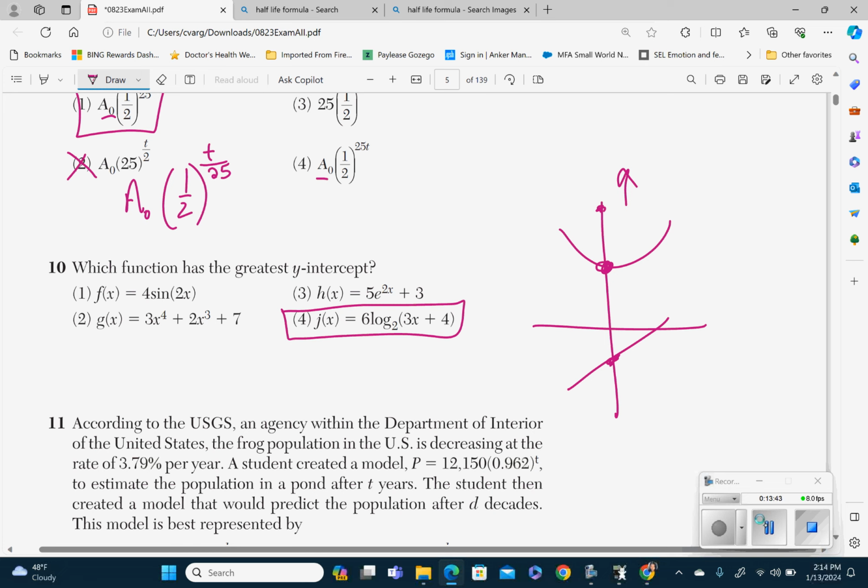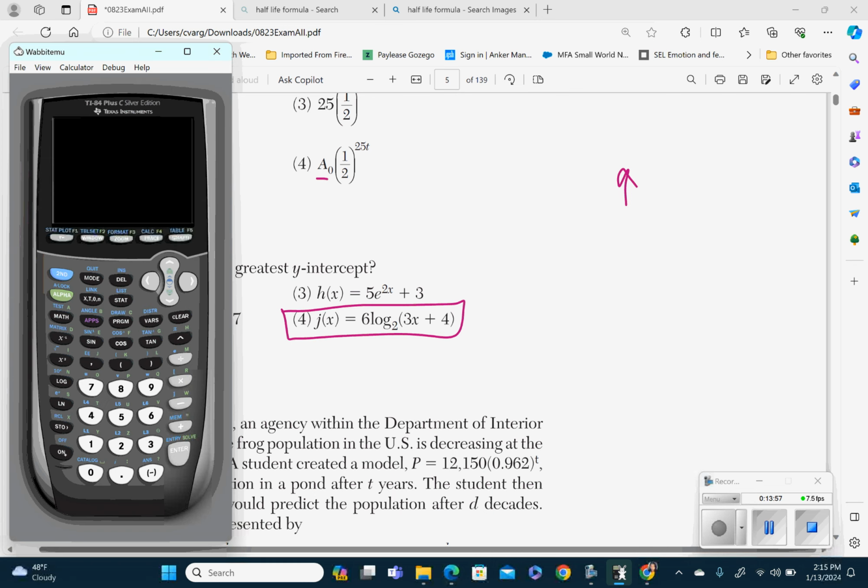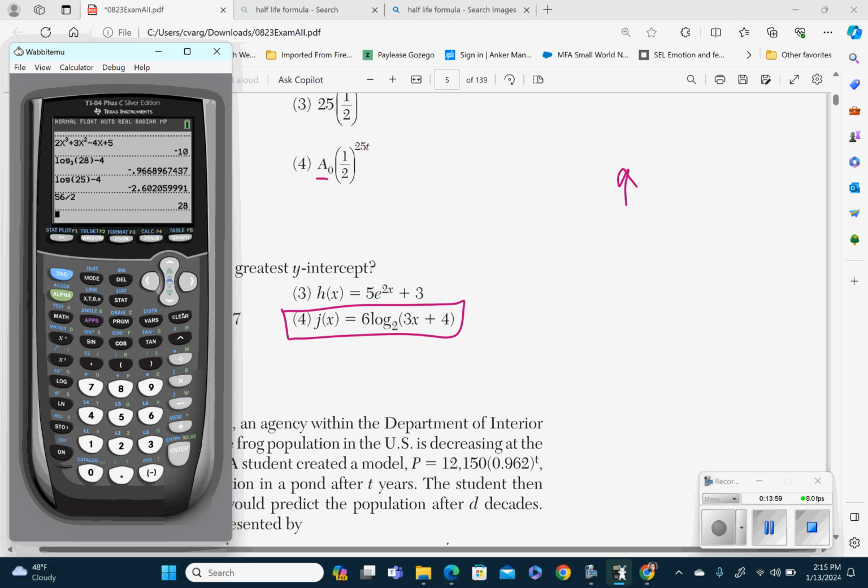If you were to take a look at the graph of that, I trust that you can all plug this into the calculator because we talked about how to graph different functions. I'll do the first one for you, 4 sine 2x. So y equals, let's clear what's there. And then we're typing in the function, which is 4 sine 2x.